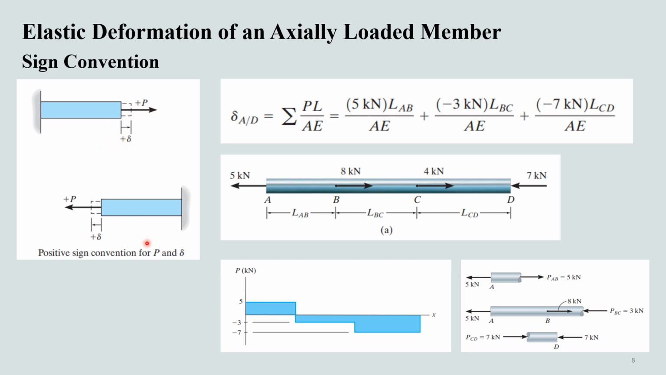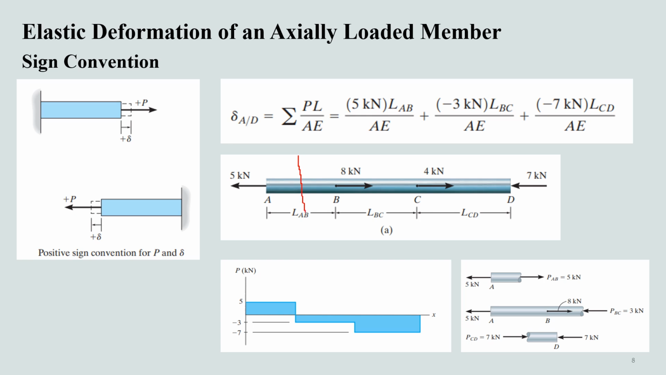While for this bar, which is actually fixed at the right end, this displacement and this force will be considered positive. Now we can apply the sign convention to this simple example. In this example, we need to define the deformation of this point A with respect to the point D. We can see here that we are actually having three load changes, or three different points at which loads are changing.